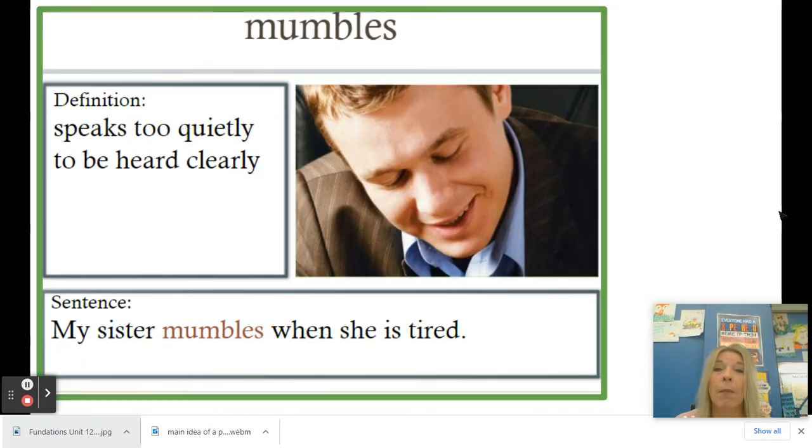Our next word is mumbles. Please repeat that one. Terrific. And mumble is our base word, and we added an S to help that verb use the right tense. So it is a verb. It's something that you do. And when you speak too quietly to be heard clearly, it's almost like you don't say things loud enough or your words are kind of too close together. You say them too fast and people don't understand you. And here the sentence says, my sister mumbles when she is tired. Okay, she just doesn't have a lot of energy. So we mumble.